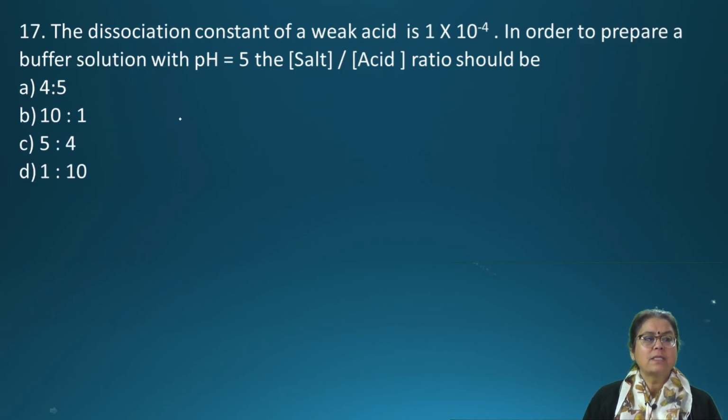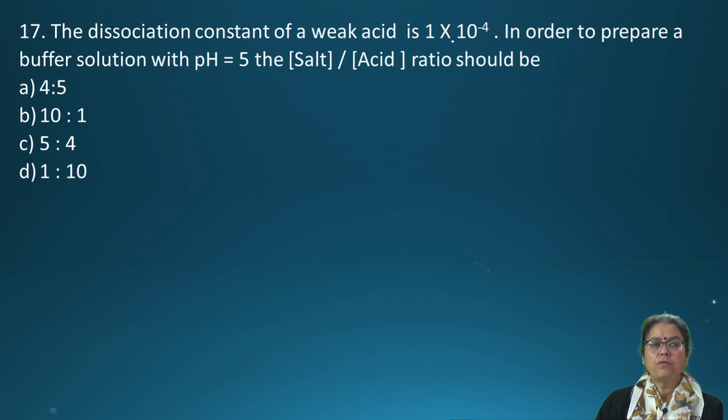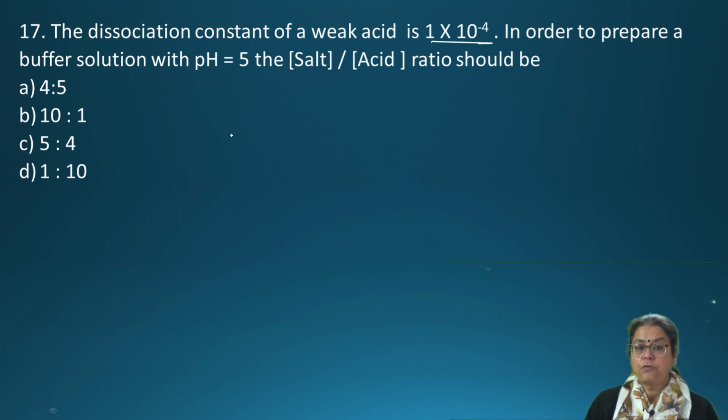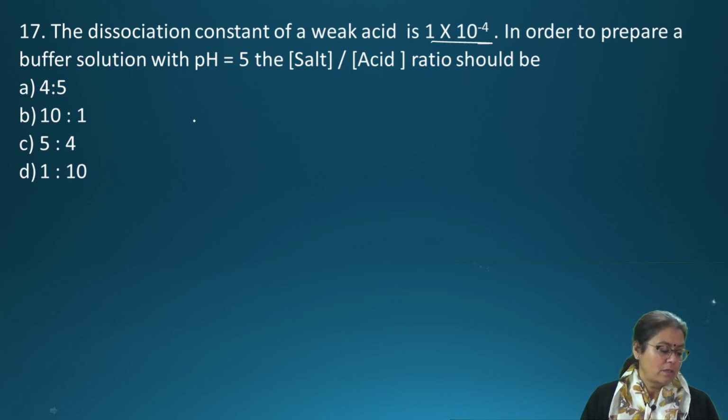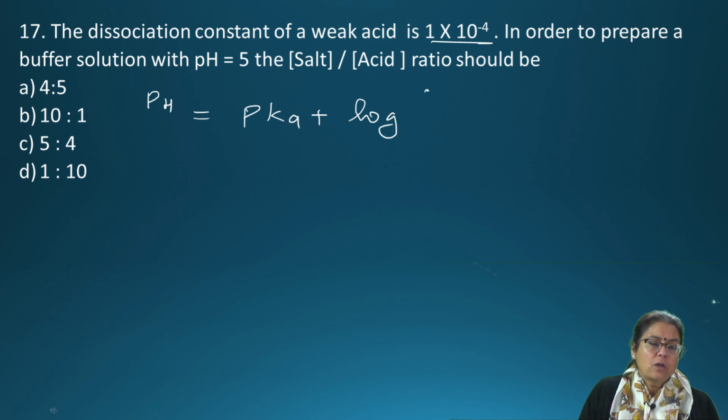Let's move to question number 17. The dissociation constant of a weak acid is 1 into 10 raised to power -4. In order to prepare a buffer solution with pH 5, the salt acid ratio should be what? So यहाँ पे आपके पास dissociation constant of weak acid दी हुई है. So buffer solution pH 5 चाहिए हमें. हेंडरसन इक्वेशन लगा लेते हैं. pKa plus log of concentration of salt upon concentration of acid.